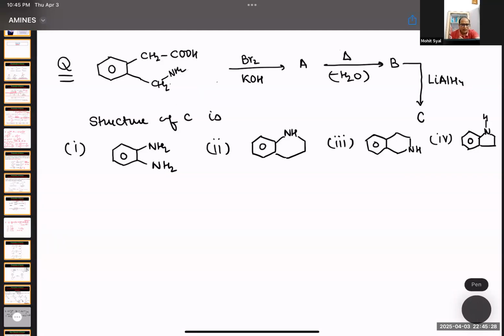Then you heated it and that led to the formation of an amide. And then today only we have seen that LiAlH4 will reduce it. So you are going to get an amine, right? So C will be the amine, though actually the second, third and fourth options are all amines, out of which only the third one is a matching option. So I hope this is clear to everyone.